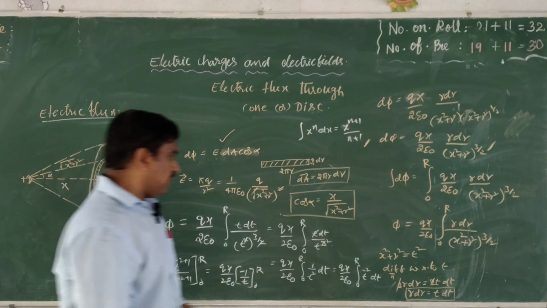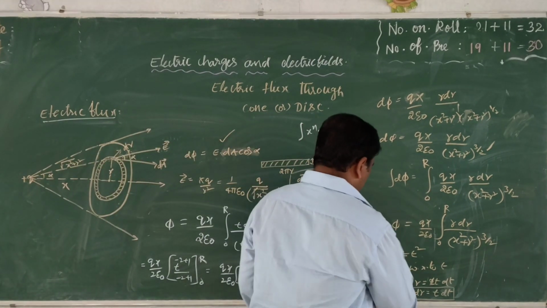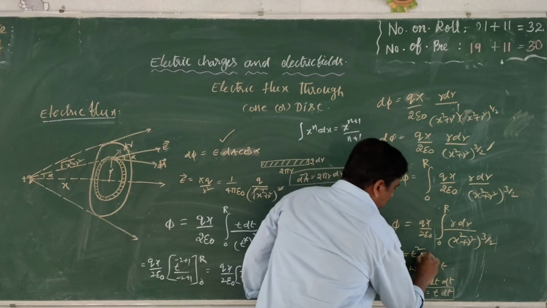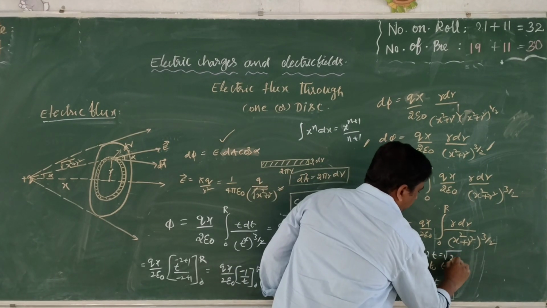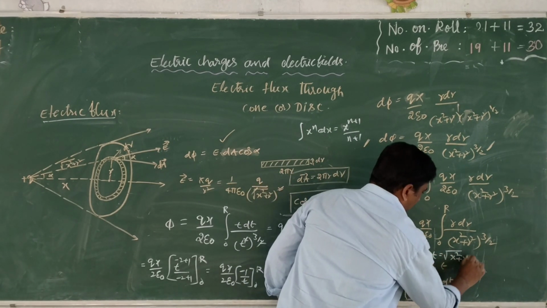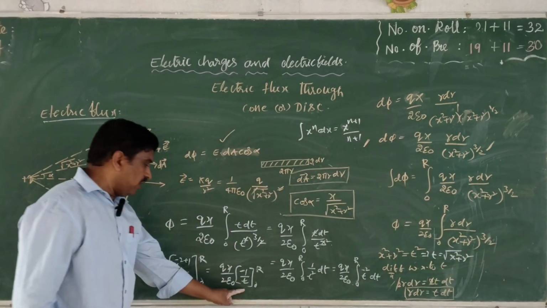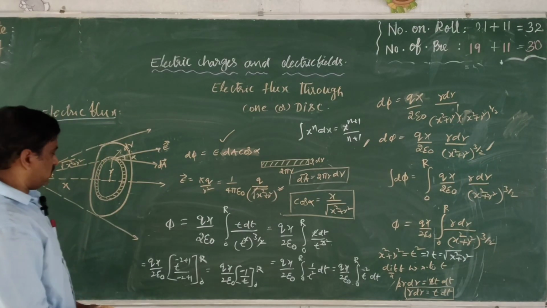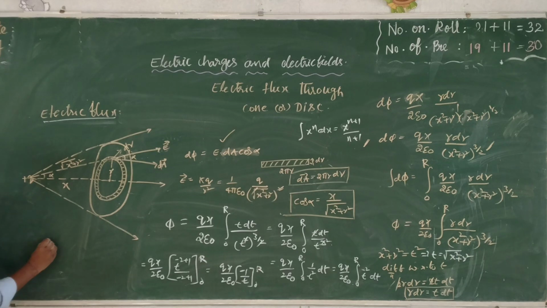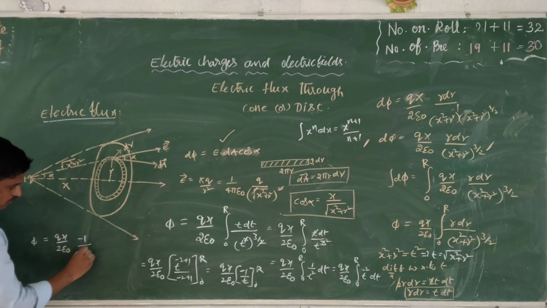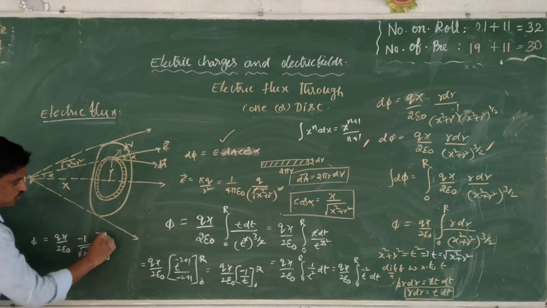What is t? We took t square equal to x square plus r square, so t equals root of x square plus r square. So instead of t we can write root of r square plus x square. I write here, flux through this is q x by 2 epsilon naught, minus 1 by root of x square plus small r square, interval 0 to capital R.